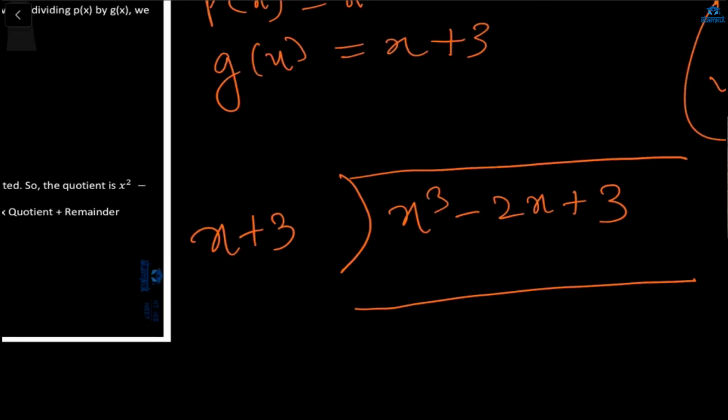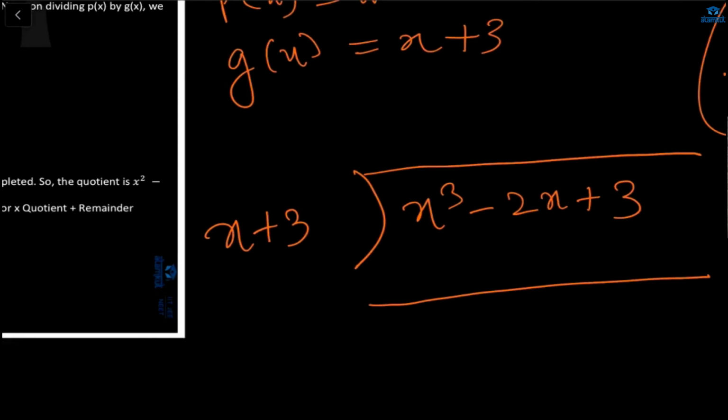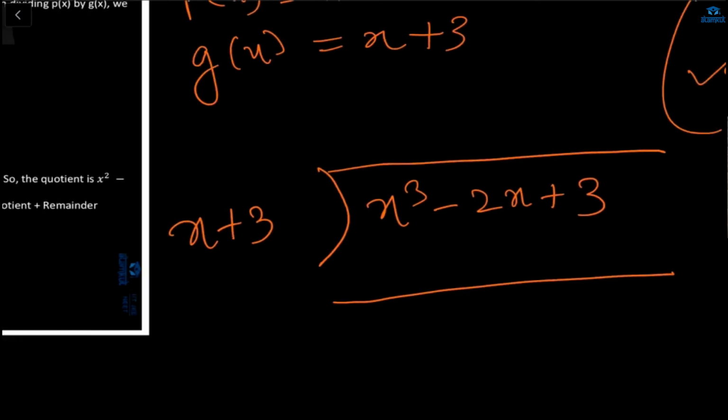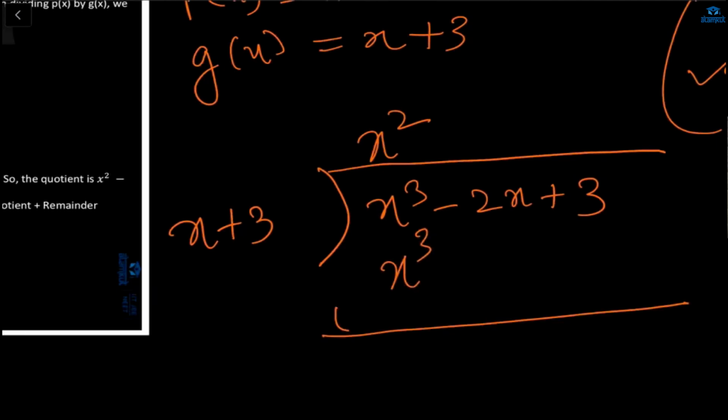Now, if you see the divisor here, it is x. So what you are going to multiply with x so that you can divide x cube? You're going to multiply with x square. You're going to multiply x square with x so that you can fully cancel this x cube. If you multiply this, you'll get x cube. Its sign is plus, so we are going to alter it to minus.